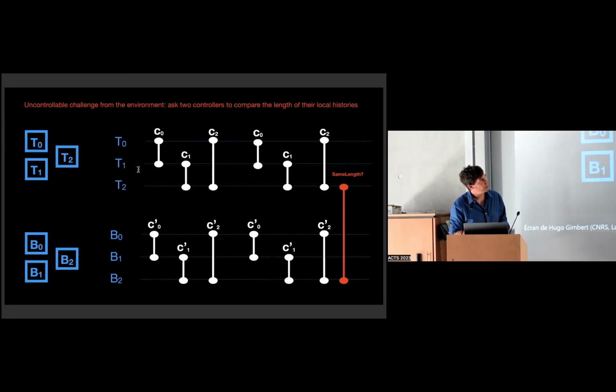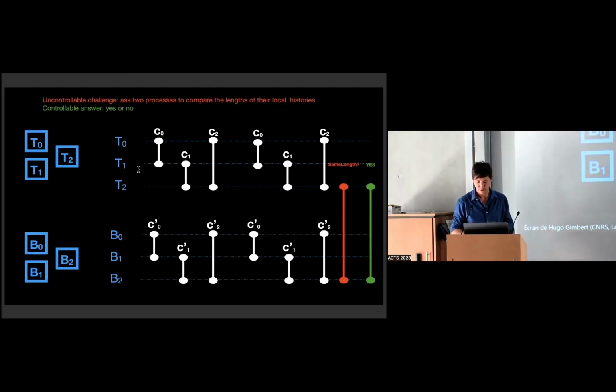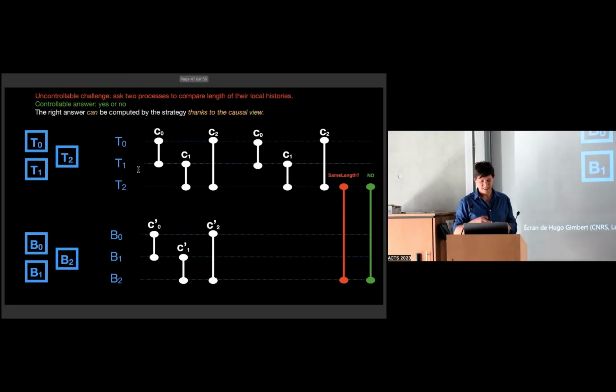Here, it will interrupt T2 and B2. You see they are in 2 different teams, but they have the same index here. He's interrupting them, and he's asking a question: do your histories have the same length or not? Here the answer would be yes, because your local history would be 4 here and 4 here. So the answer would be yes, they gave the correct answer. In this other case, the answer would be no, because here it's 4 and here only 2.